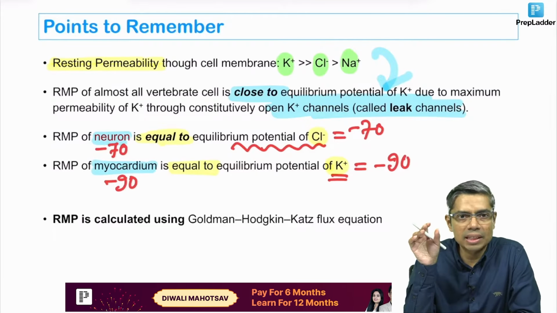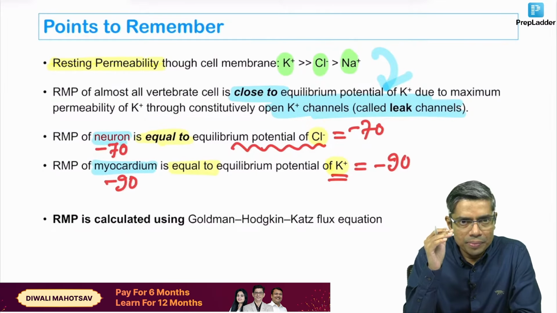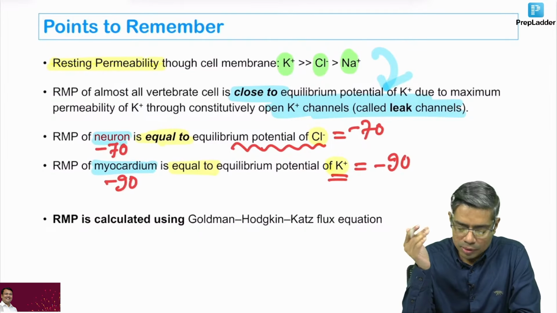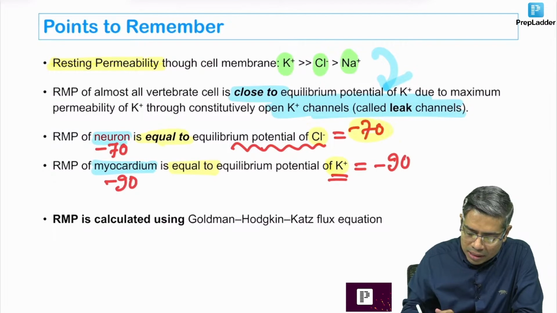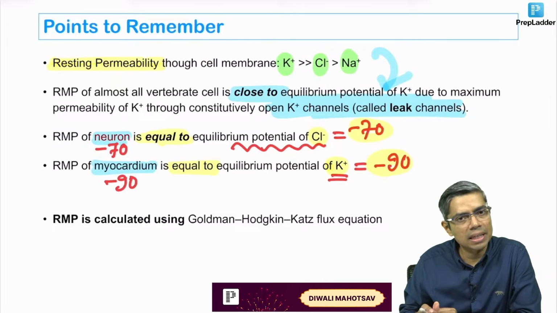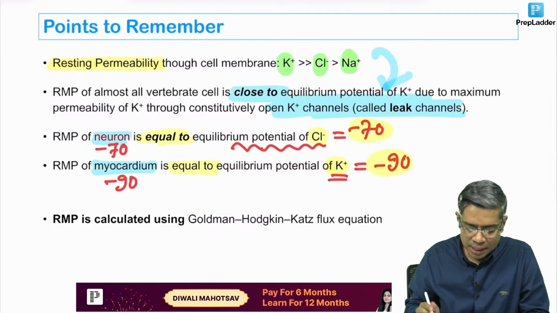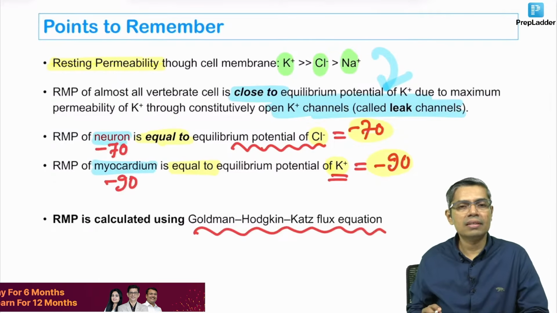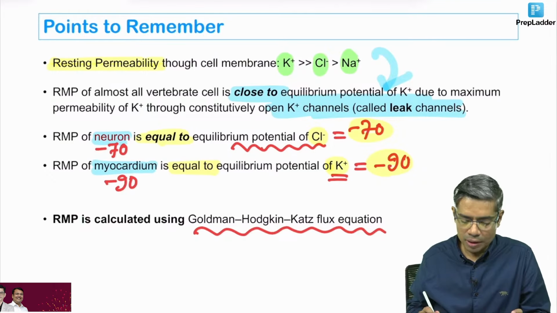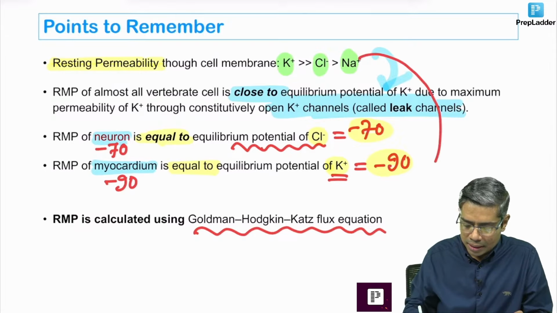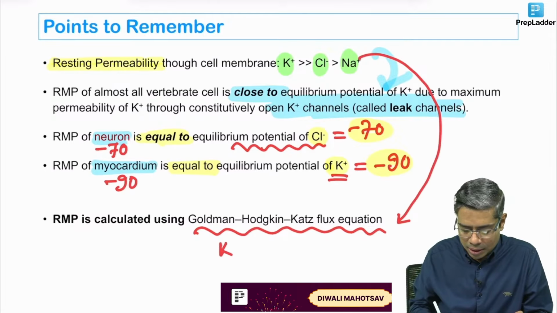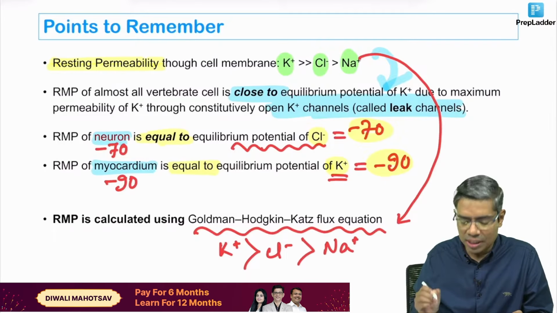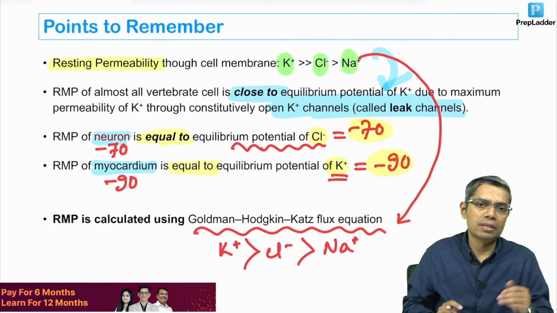Okay, so the question will be like this: RMP of myocardium is equal to equilibrium potential of... Equilibrium potential of chloride is minus 70, equilibrium of potassium is minus 90. You should not forget this. Okay, and RMP is calculated by the Goldman-Hodgkin-Katz flux equation, because RMP is mainly due to which ion? Potassium, but potassium as well as chloride as well as sodium, all three ions contribute to the generation of the RMP.